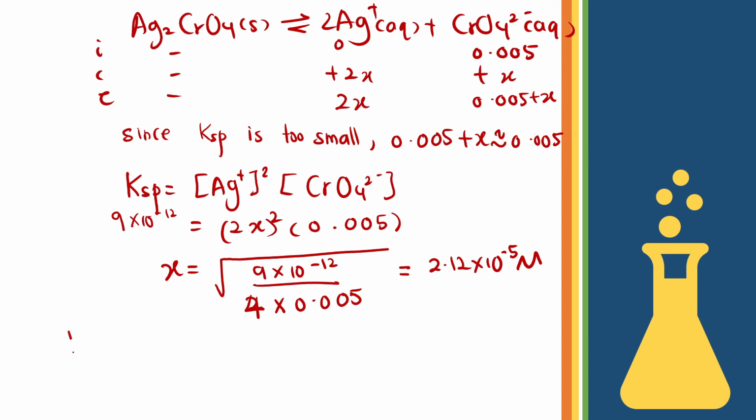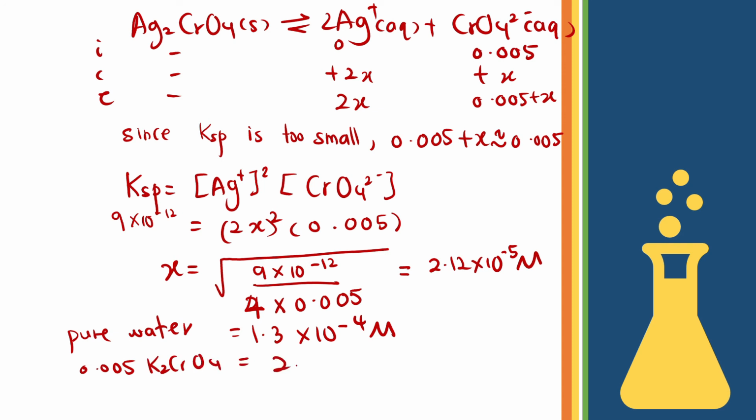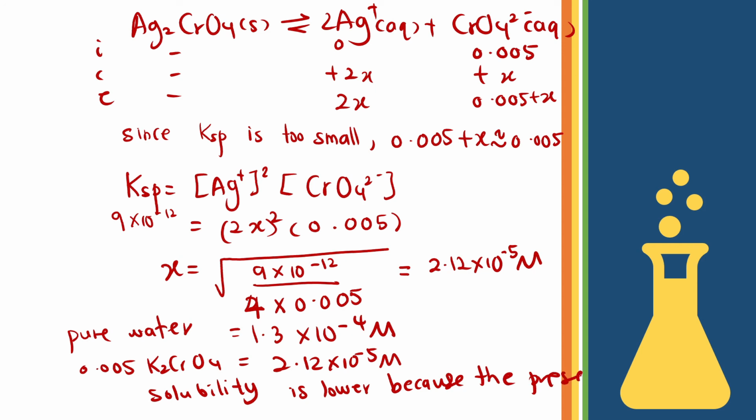So kalau di dalam pure water yang sebelum tadi kita dah kira, kita dapat 1.3 exponential negative 4 molar. So kalau di dalam 0.005 K2CrO4, dia akan jadi 2.12 exponent negative 5 molar, which is, solubility is lower, because the presence of common ion, iaitu CrO4 2-. Alright, so that's all for question number 15. Okay class, thank you for watching.